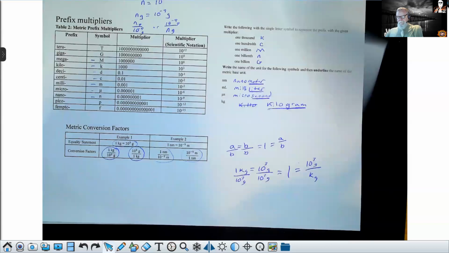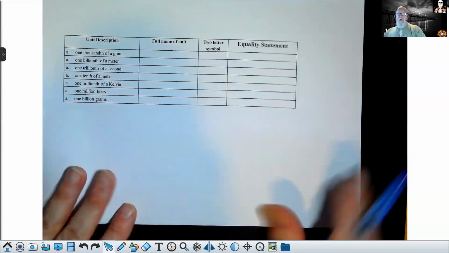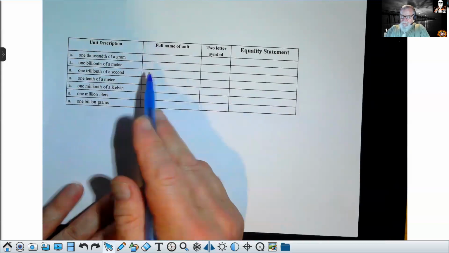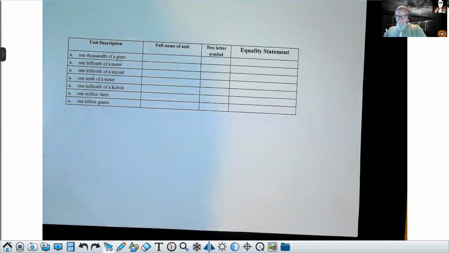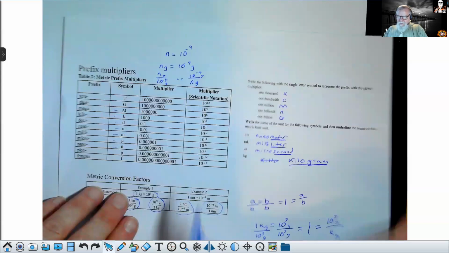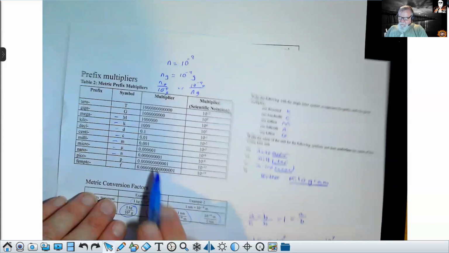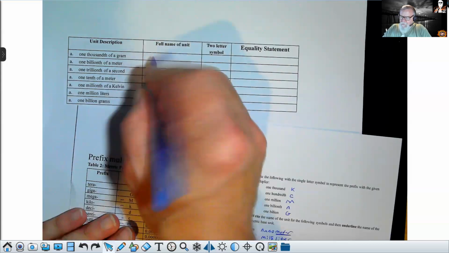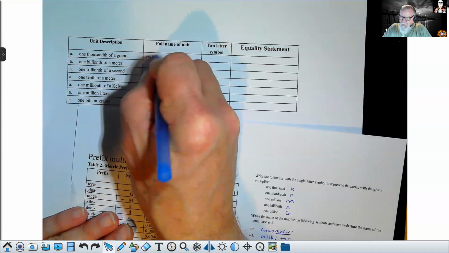So those are our conversion factors that come from our prefix multipliers along with our units, right? All right. So let's put all that together here and do this one. All right. So 1,000th of a gram. So let's go back over to our thing here. It says 1,000th. So that's 1 divided by 1,000. 1 divided by 1,000 is milli. Okay. And then we're talking about a gram. So the full name of the unit would be milligram.